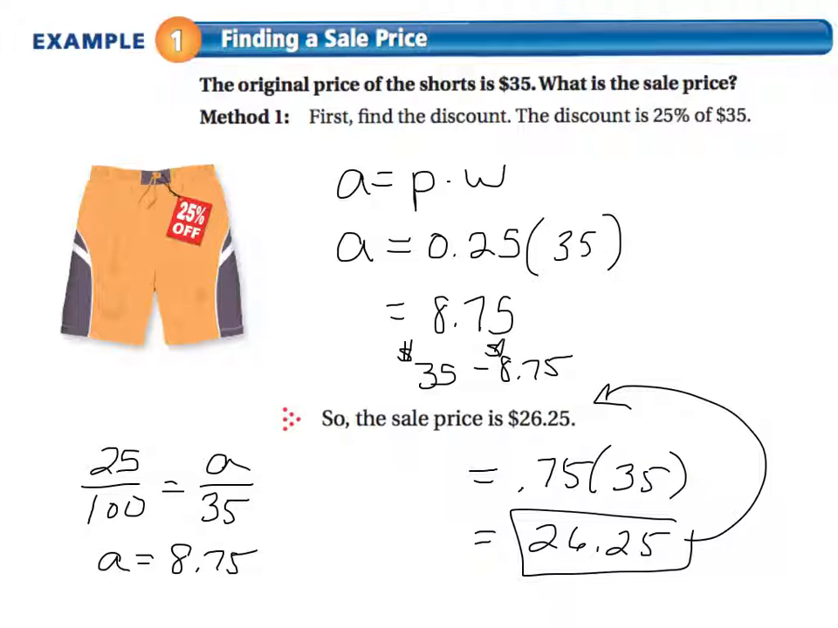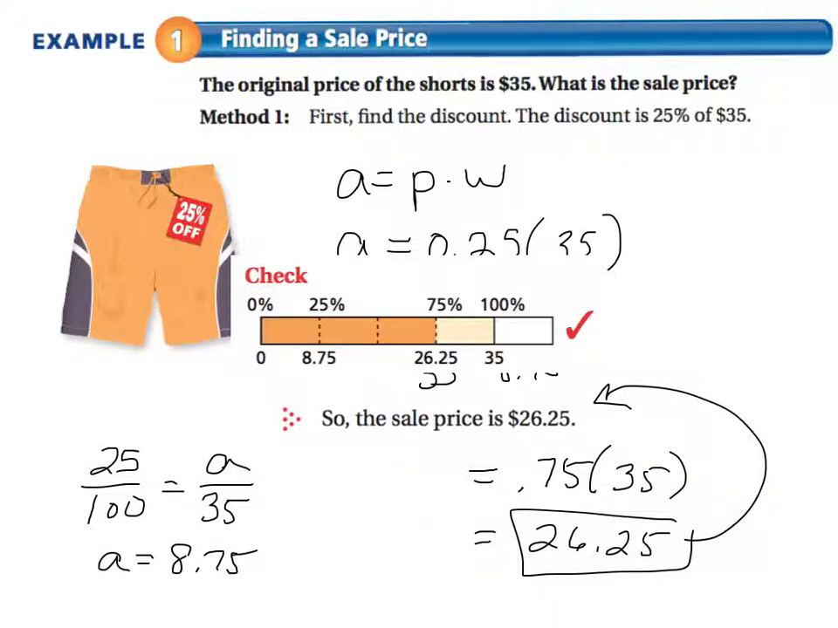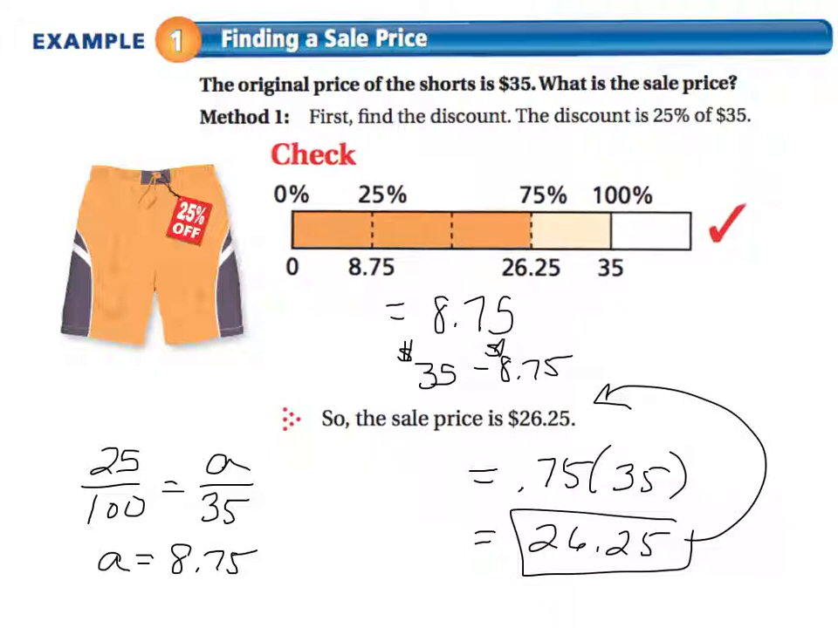Now, if you checked your work, if you wanted to use a tape diagram, the tape diagram would look like this. If 35 is the whole, that's 100%. 25% is what's been taken off, which is this amount right here, which leaves you with 75% of what you're paying. So does this work? Absolutely it works. If you take a fourth of 35, that's $8.75, and so 3/4 is $26.25.